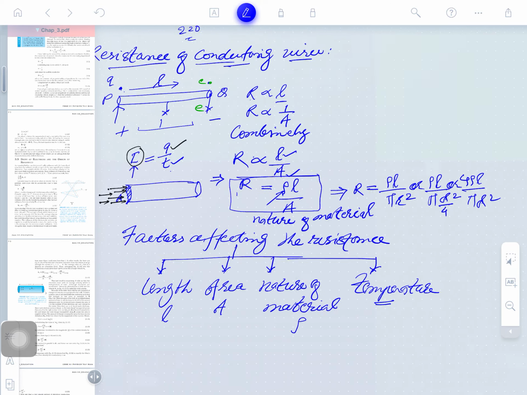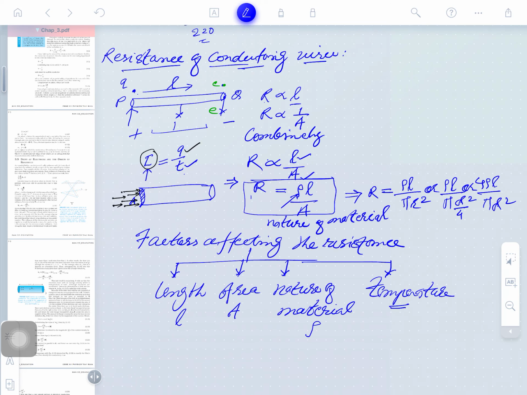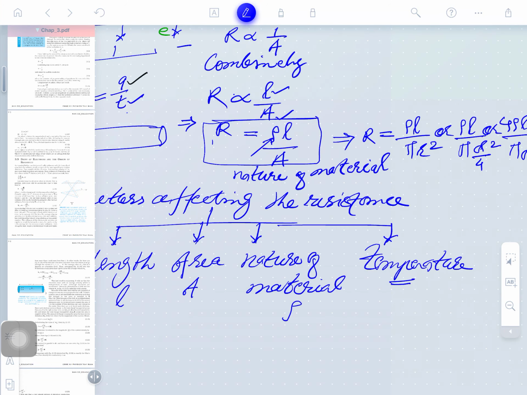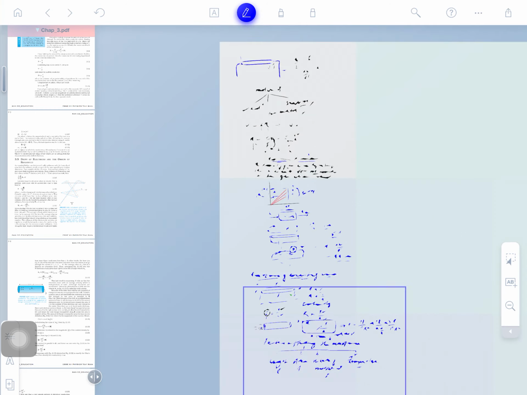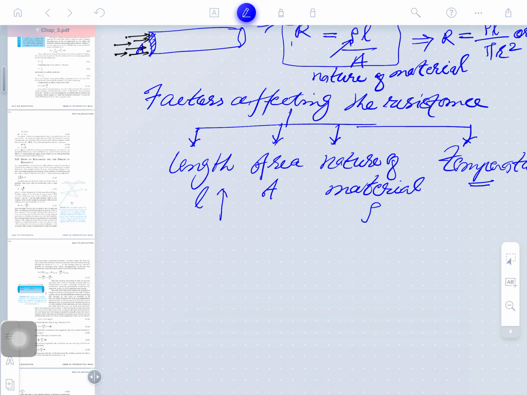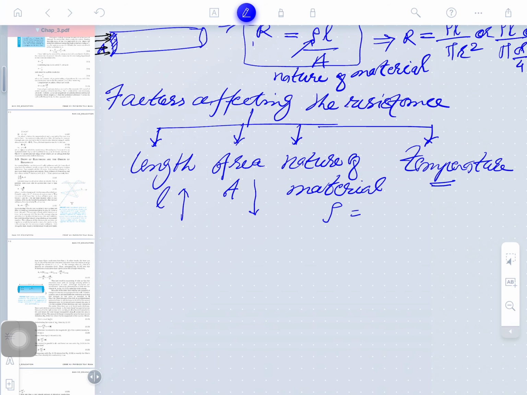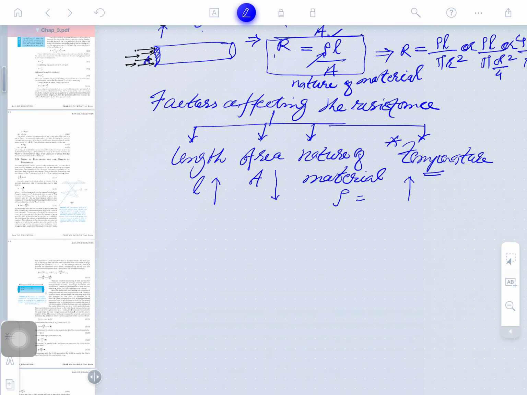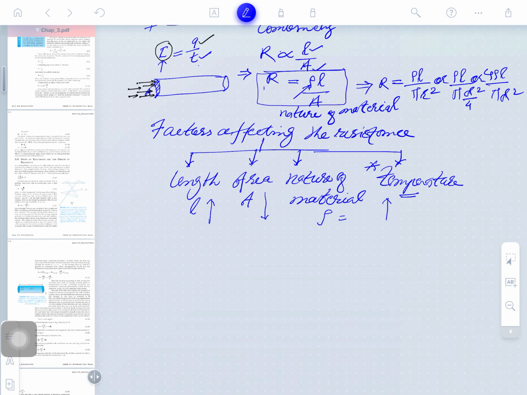Is that clear, guys? So what are the factors affecting the resistance? 4 factors are here. In the first, increasing length, resistance increases; increasing area, resistance decreases; the nature of material is independent; and increasing temperature, resistance increases. Now the question comes here for examination, why this happens, especially about temperature. So you may understand why the temperature increasing causes the increase in resistance.